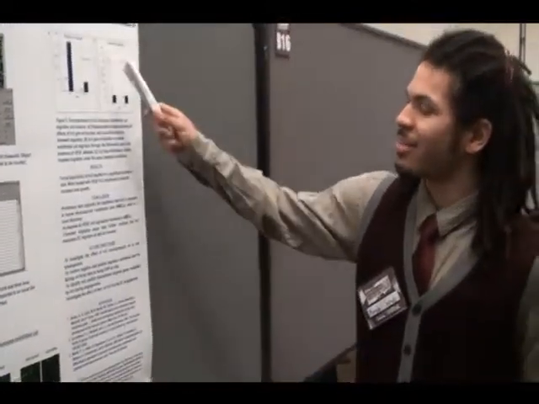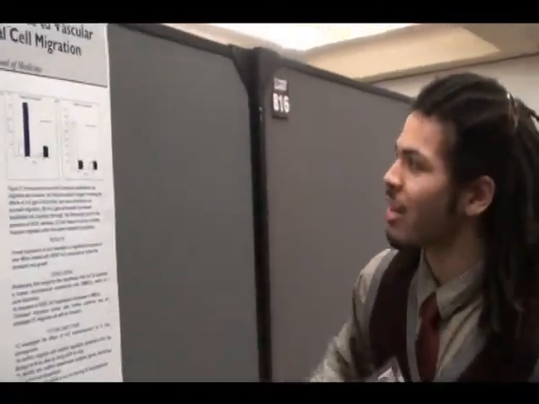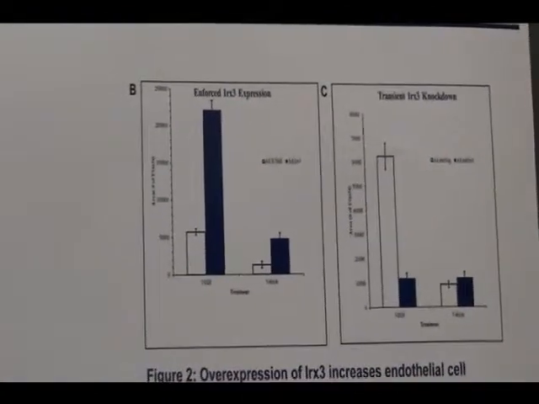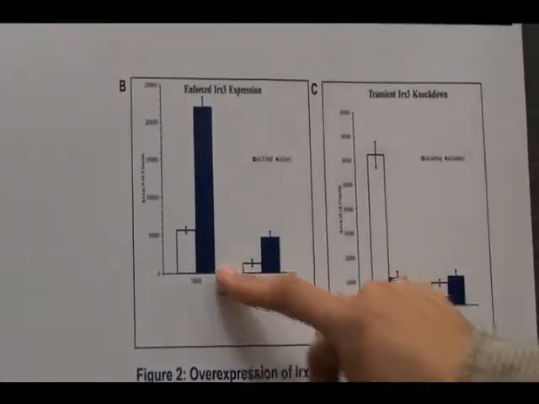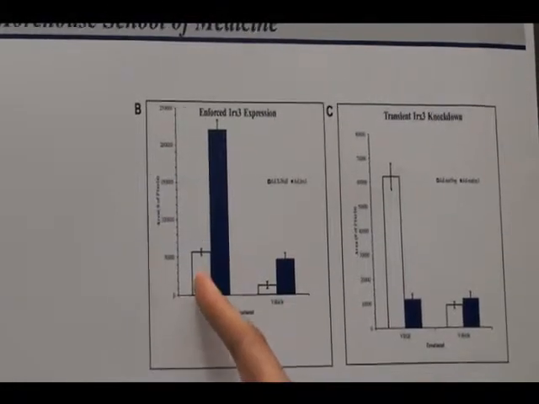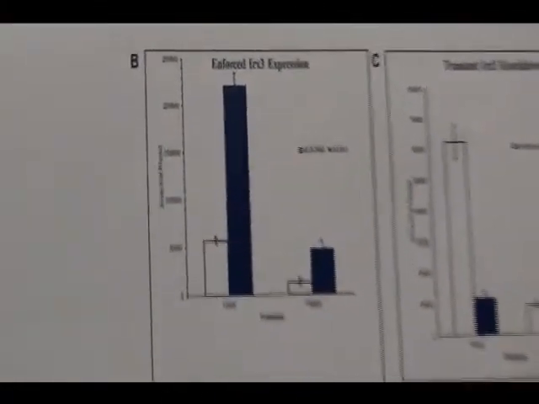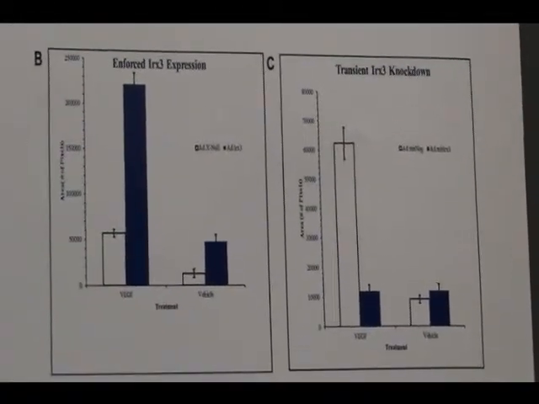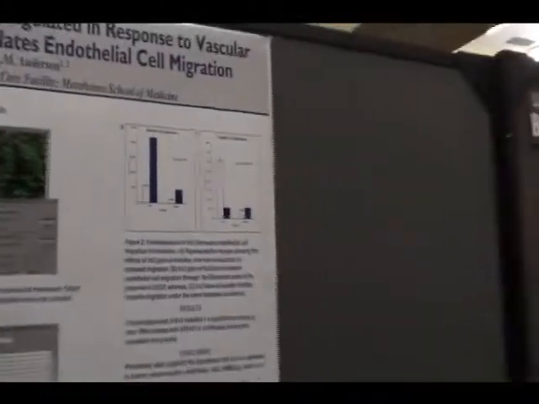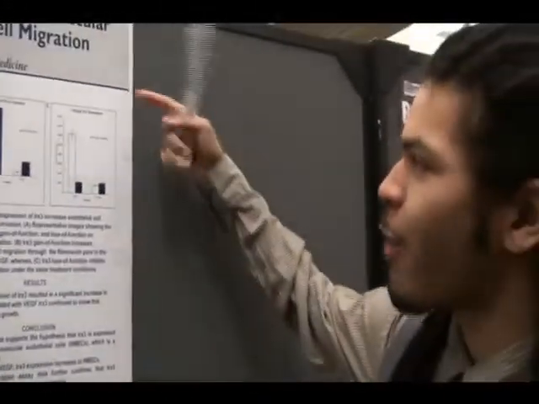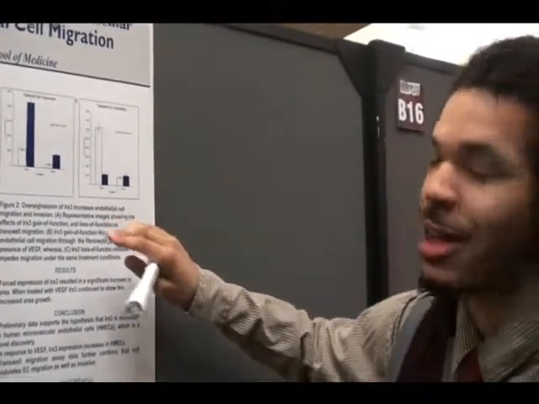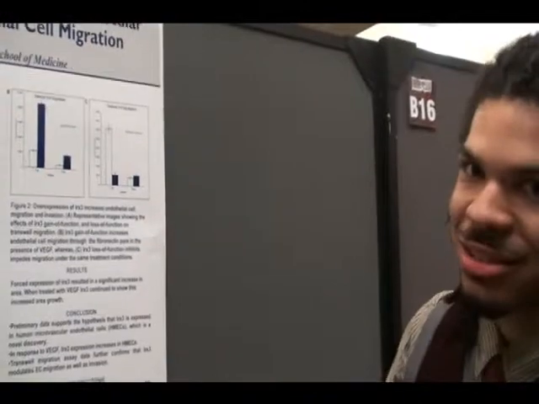And this is more easily seen in our graphs. In graph B, the blue line represents add IRX3, force-expressed IRX3, and it's much more area than the control of non-forced expression. This is just how cells normally are, where we don't manipulate it with IRX3, we leave it alone. Compare this to graph C, where we stop the expression of IRX3, and that's the blue line in graph C.